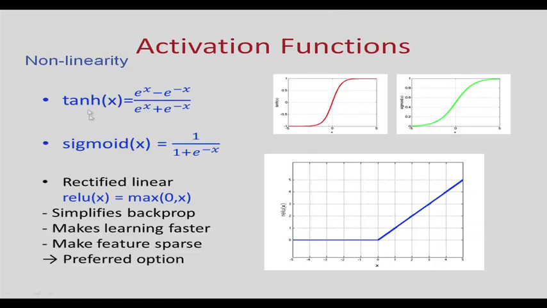So, the tanh and sigmoid functions we have already seen; the tanh function is given by this equation. This is the tanh function, this is the sigmoid function, and this is the ReLU function, which is given by max of 0, x. It simplifies backpropagation and makes learning faster. And this is often a preferred option when you have many hidden layers in a neural network.